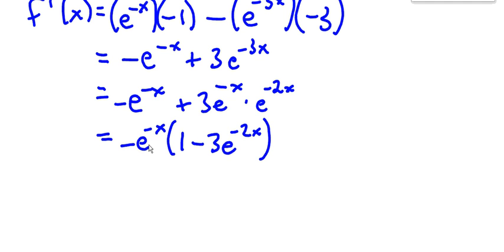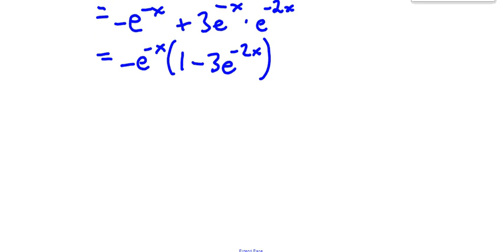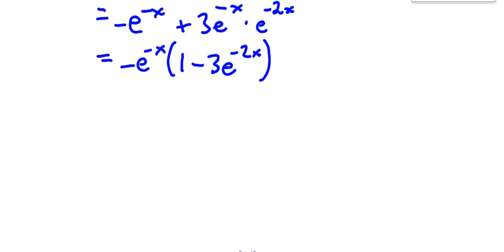So I would have negative e to the -x, and then I would have positive 3, and I would have e to the -x minus 2x, which is -3x. So that's my derivative. So now that I have my derivative and it's in a form that I can work with, I'm now going to do the next step, which is to make it equal to 0 so that I can find critical values. Oops, negative e to the -x.